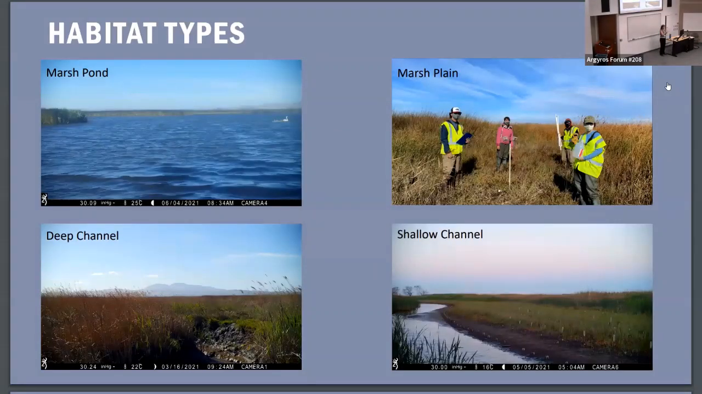Before I get into it, I want to start by saying the four habitat types that I will be mentioning in my presentation are marsh ponds, and you can see a really cute swan up there if you squint your eyes really, really hard. We have the deep channels and the shallow channels and the marsh plain, which actually some of the researchers and Dr. Kenner up there are so beautifully taking research.